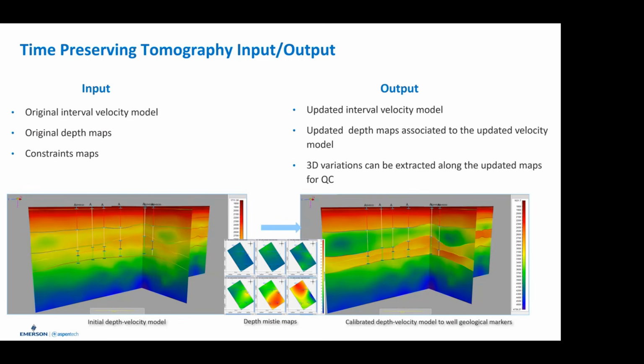And of course, if you run different scenarios, it's not only one velocity and one depth map generated, but different velocity models and different depth maps associated with each of those velocity models.